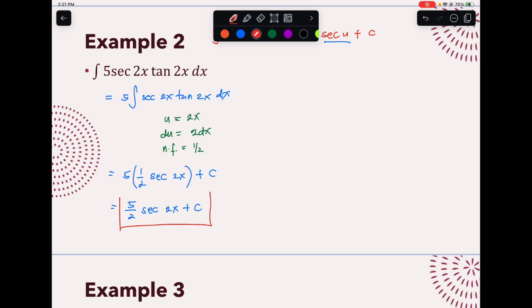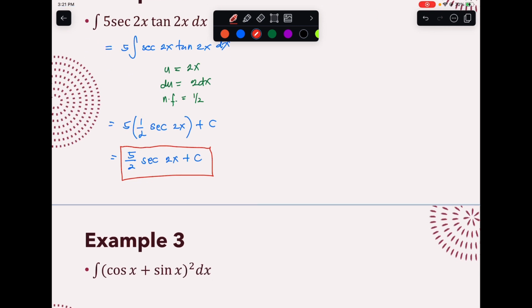So for our final answer, we have 5 over 2 secant 2x plus c.